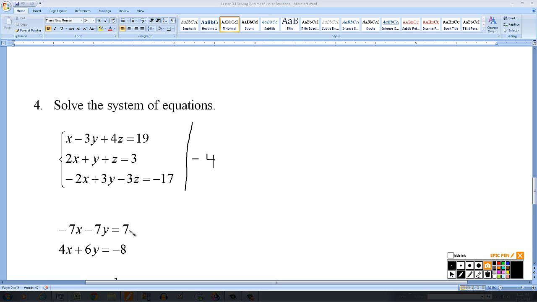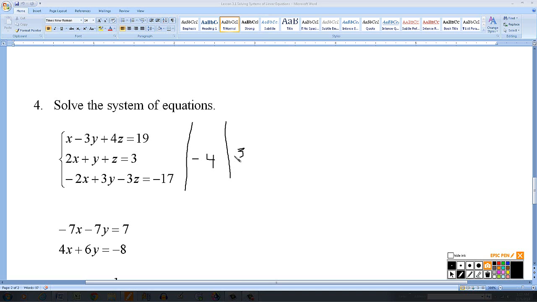Then I'm going to take the second and the third, and I'm going to multiply the second equation by 3 and then add to the third to cancel the z. Okay, so here's what I have. 3 times 2x is 6x, and a -2 is 4x. 3 times y is 3y, and 3y is 6y. And then 3 times z is 3z, and -3z cancels. And 3 times 3 is 9, and a -17 is -8. So I get this equation right here.